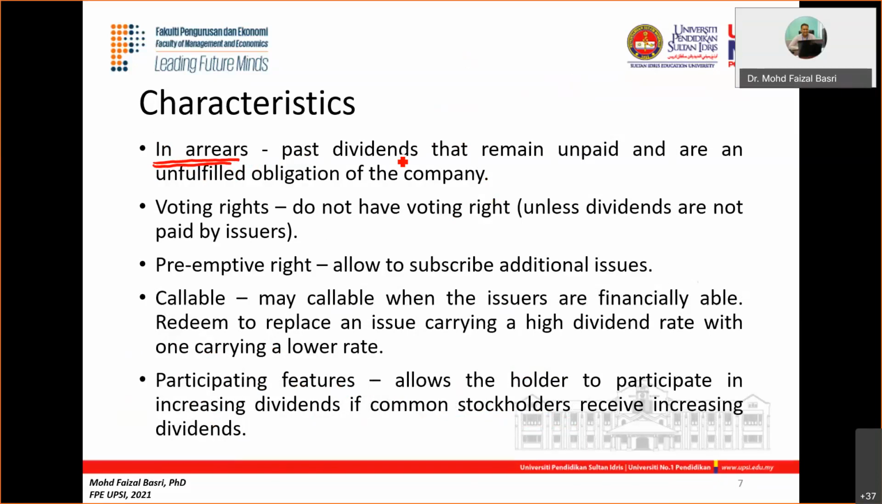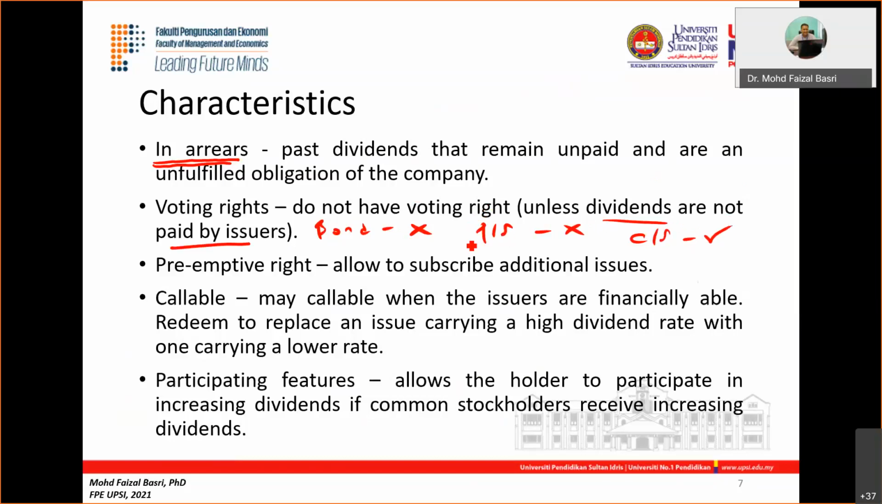So this is another comparison, if you want to compare between bond, preferred, and common stocks. For voting rights, bonds don't have voting rights. Preferred stockholders don't have voting rights as well, but there's an exclusion: you might have voting rights if you are not paid by issuers in terms of the dividends. But in general, you don't have voting rights. For common stockholders, the last one, yes, they have voting rights.